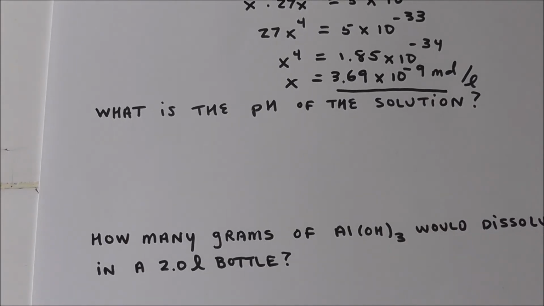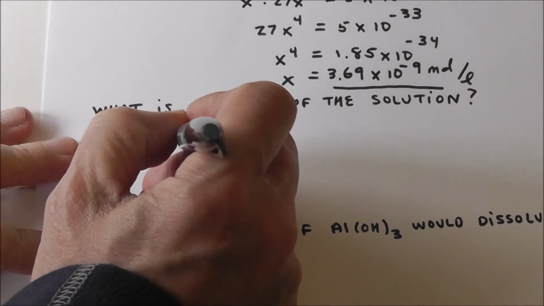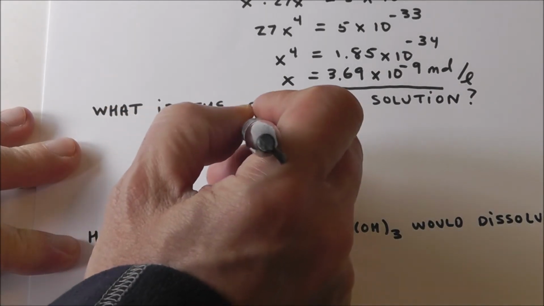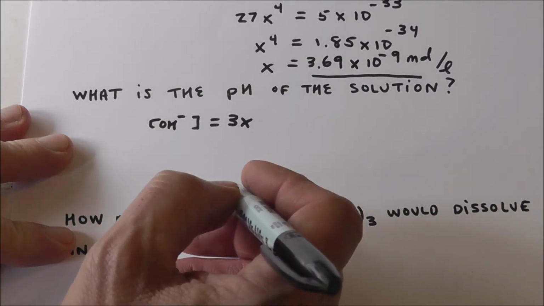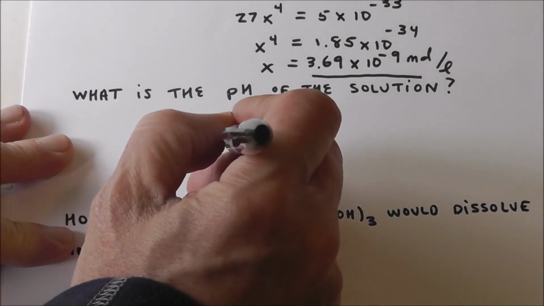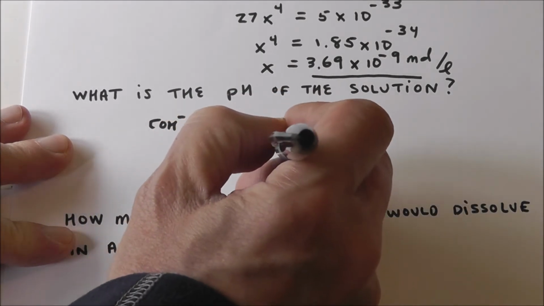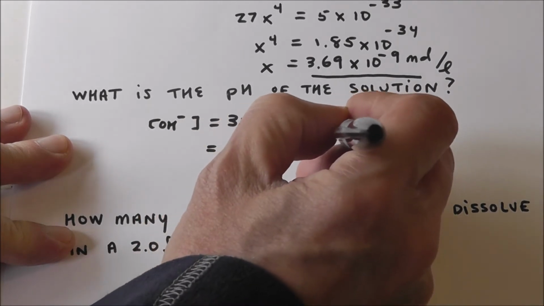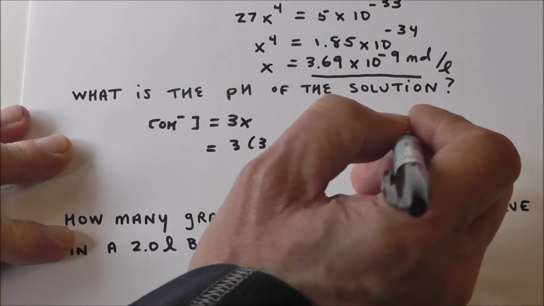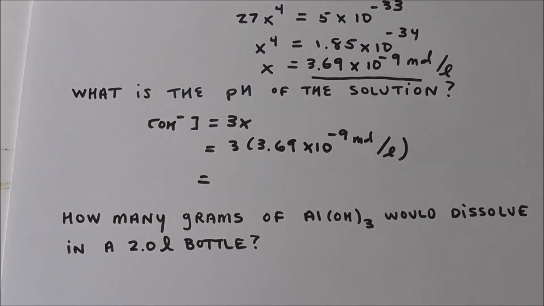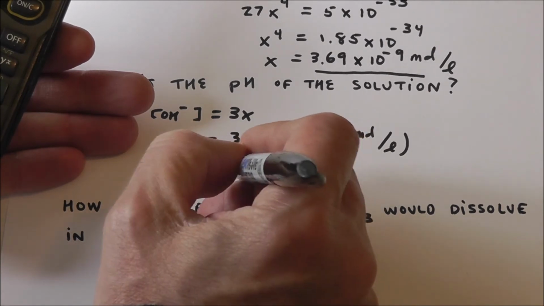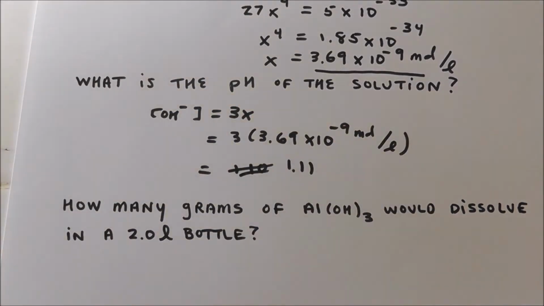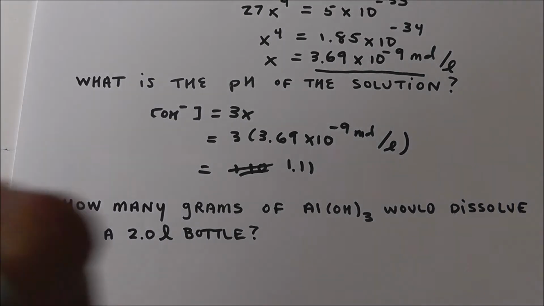Okay, so concentration of OH minus equals 3x. We proved above that x is 3.69 times 10 to the minus 9 moles per liter, so this would be 3 times 3.69 times 10 to the minus 9 moles per liter, which is 1.11 times 10 to the minus 8.